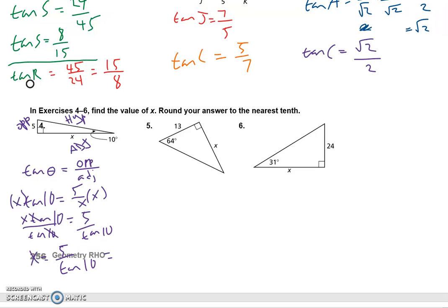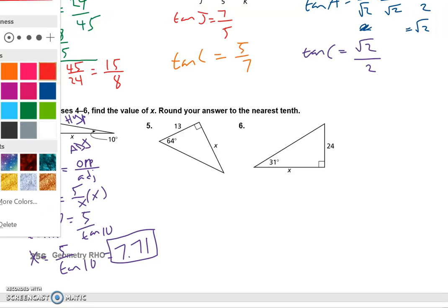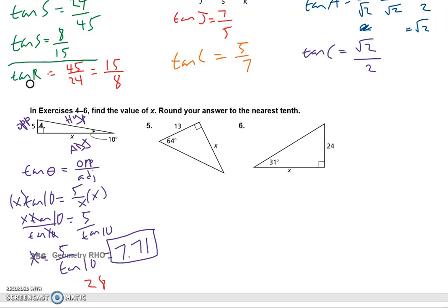If you punch that in the calculator, 5 divided by tangent 10 is 7.71. Okay, if you got 28.4, then your calculator is in radians and you need to change it to degrees. This is not what you should be getting.